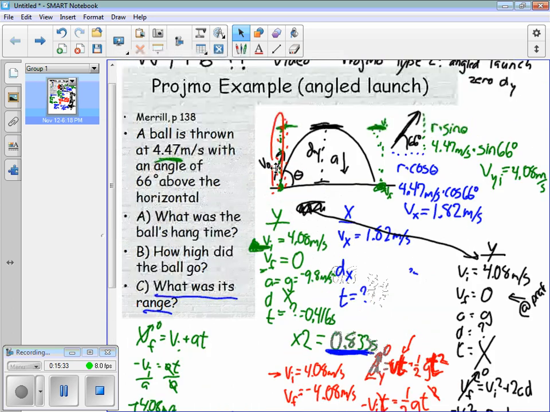Okay. Otherwise, there's wonderful things we can get from this. We can get the maximum height by saying, oh, final velocity is zero. And we can get the overall range by calculating the entire time that it's in the air and then multiplying by the velocity on the x-axis. Wonderful physics.